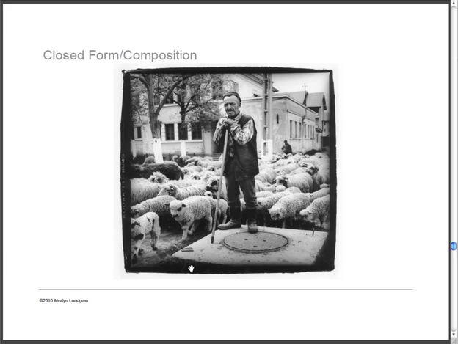Closed form and composition is something that will flatten space. In this photograph we have, of course, a shepherd and sheep, and so we have a captured image. It's a photograph, and so the understanding there is obviously volumetric, but if we put a frame around it, we call attention to the two-dimensionality and we flatten the space.